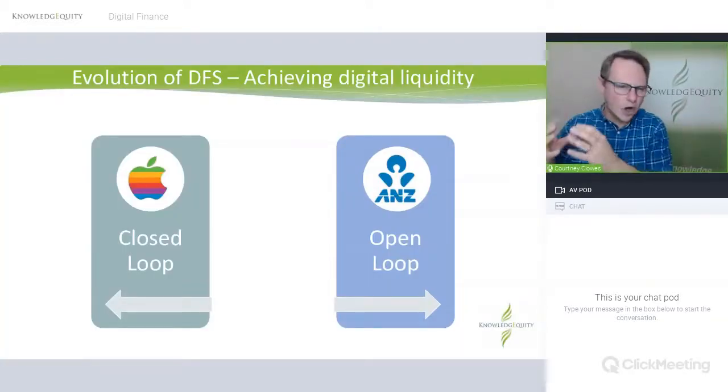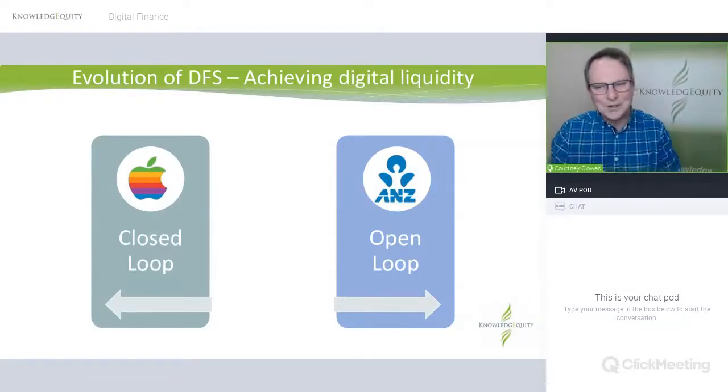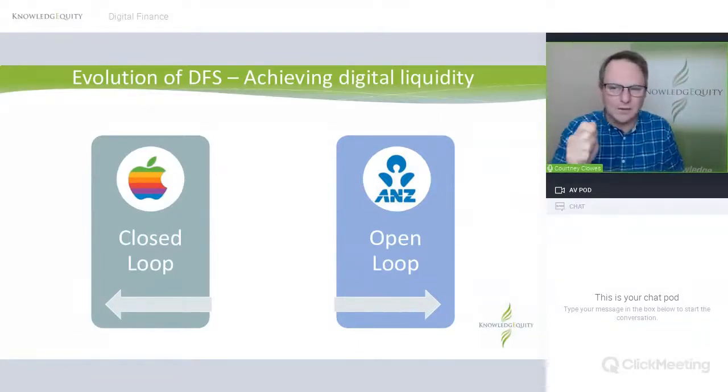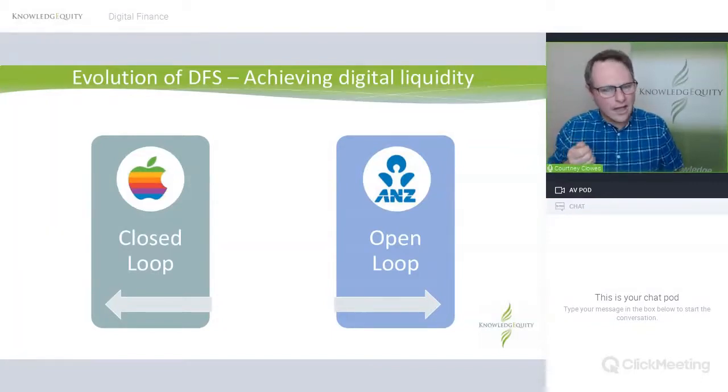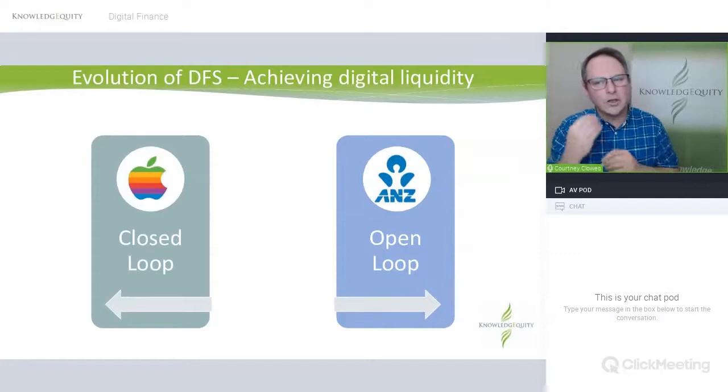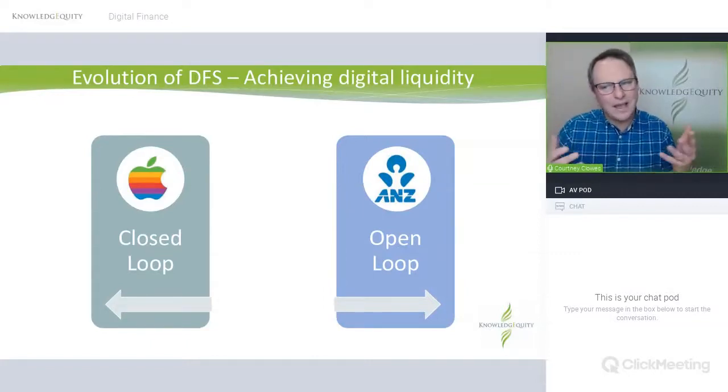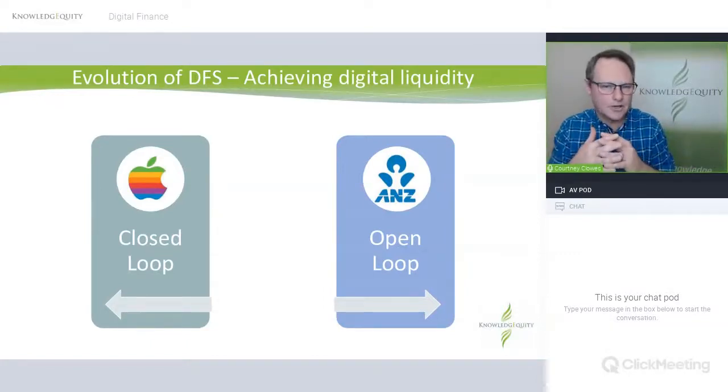On the other side, there's open loop systems. So we think of banks. So if you have a bank card, you can buy at the supermarket, then you can put petrol in your car, you can go to a retail outlet, you can withdraw cash from a machine or a bank. And you can go to the ANZ Bank or you can go to the Commonwealth Bank and it will work. Those systems are much more open.